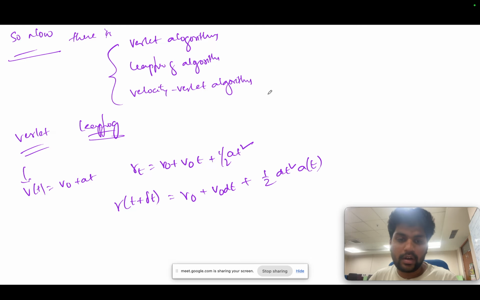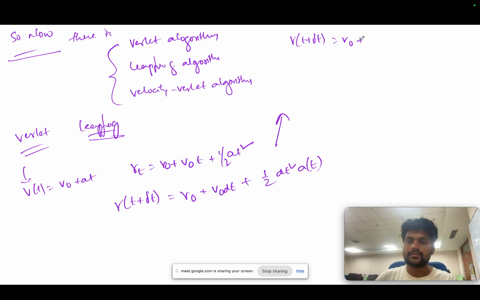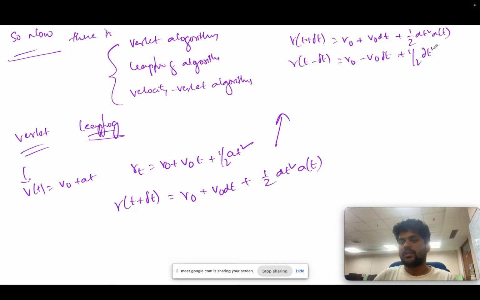Okay, so now if you go for a Verlet algorithm, initially we will go for the first Verlet algorithm. Here the formula is R of t plus delta t equals R of t plus V0 dt plus half dt squared of a of t. So this will be the same. Now it is minus dt, right? So it will be minus dt, so minus squared will be there, so it will be plus half dt squared of a of t.